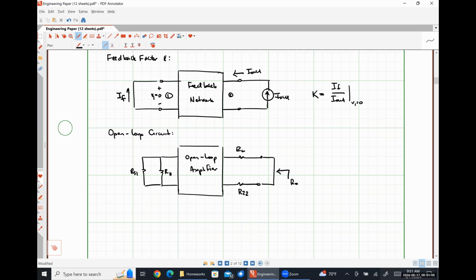Here is our signal resistance in parallel with R11. Here is our input signal I sig. And looking into this set of terminals is how we find RI. So we now have all of the basic components, just like we had for a feedback voltage amplifier. So now let's apply this to an actual transistor-based circuit.